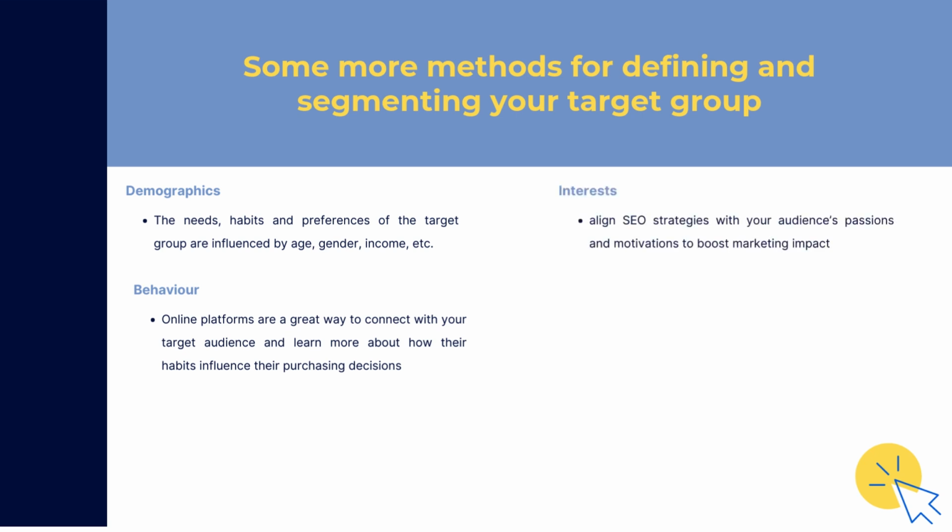Next, we consider interests. Understanding what your audience is passionate about allows you to align your SEO strategy with their motivations, creating content that really resonates with them. Values are also key. Does your audience prioritize price or quality? Are they eco-conscious or more focused on convenience? Knowing this helps you craft messages that reflect what matters most to them.